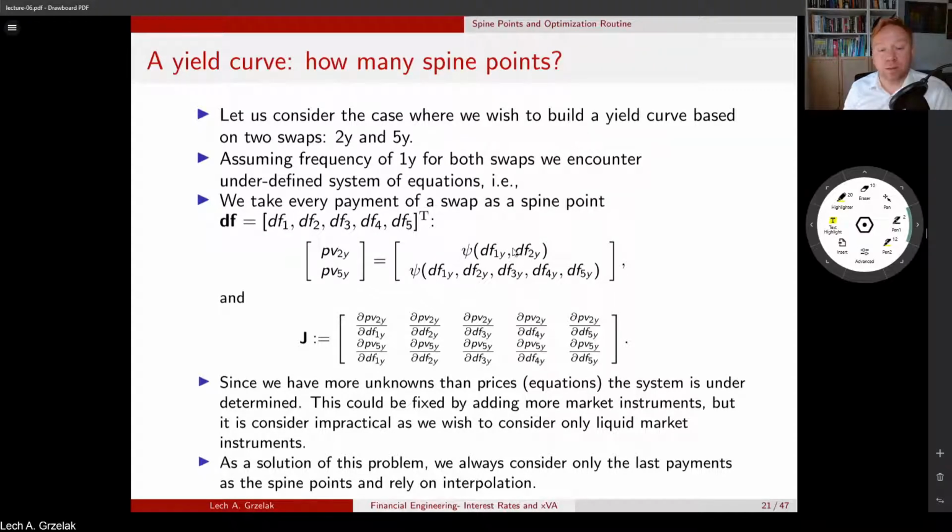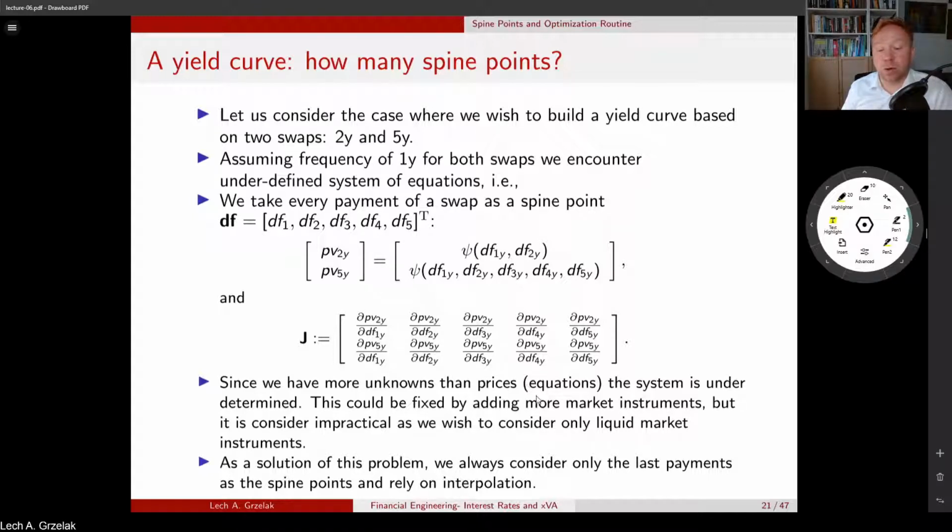So that's problematic, because if you look now, for example, at the Jacobian, it's not a square matrix, so we cannot really invert it. This means that this system is underdetermined. We don't have enough information to build a yield curve, essentially. If we approach this problem from this perspective, where each payment of a swap would be a spine point, we cannot do it because we do not have enough information.